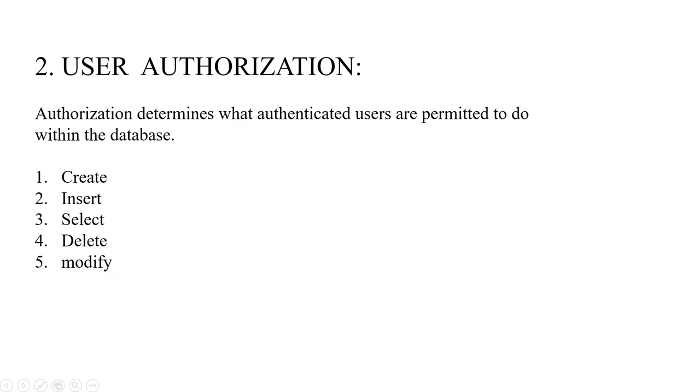And next is user authorization. User authorization determines what authenticated users are permitted to do with the database. Now a user has a guarantee that they can access the data by entering their valid username and password. So how can they make changes to the data already stored in the database? There are some ways: they can create, insert, select, delete, or totally modify the data in some ways.